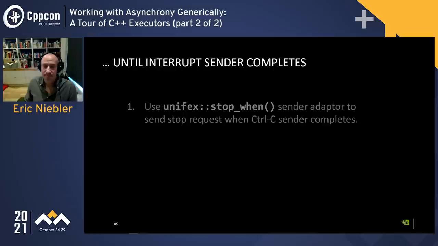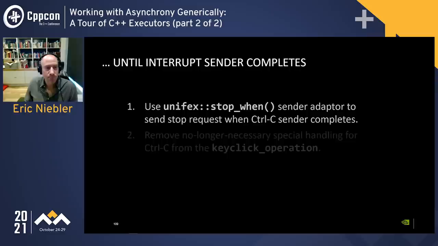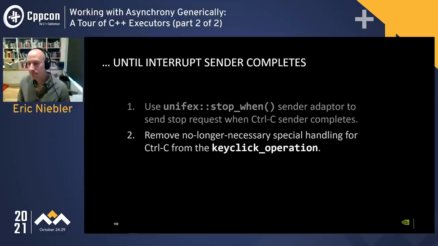So we're going to use that stop when algorithm that I talked about earlier to send a stop request when the control C sender completes. And then we should be able to remove the no longer necessary special handling from control C in the key click operation that I mentioned earlier was a bit of a hack.